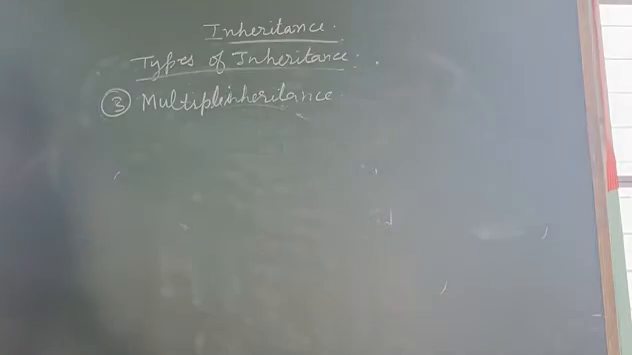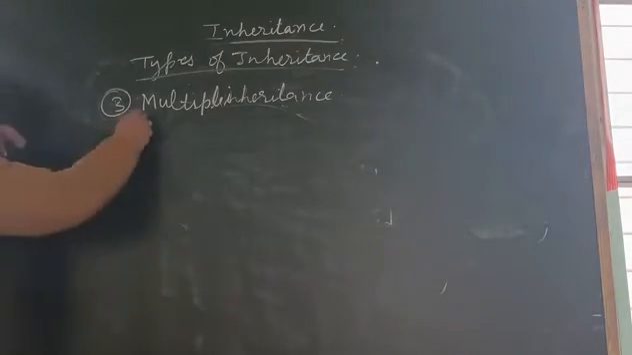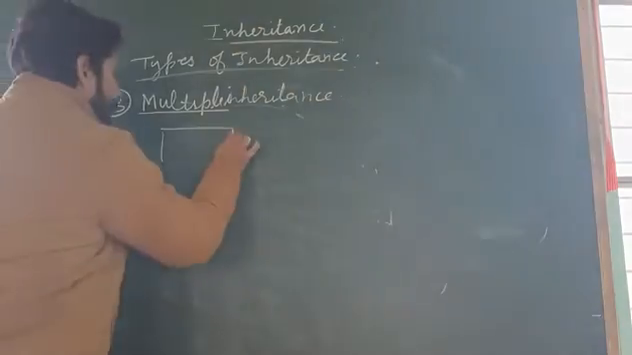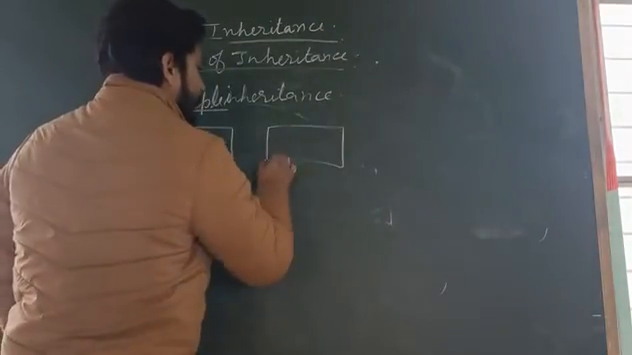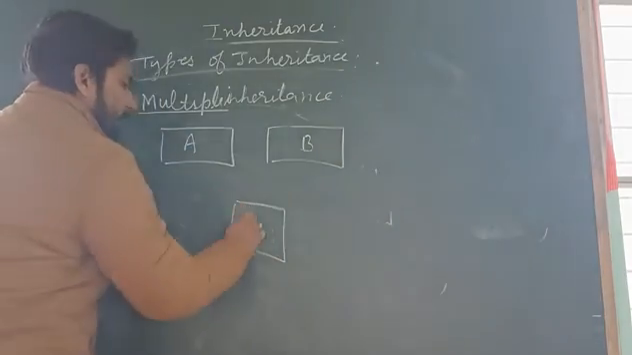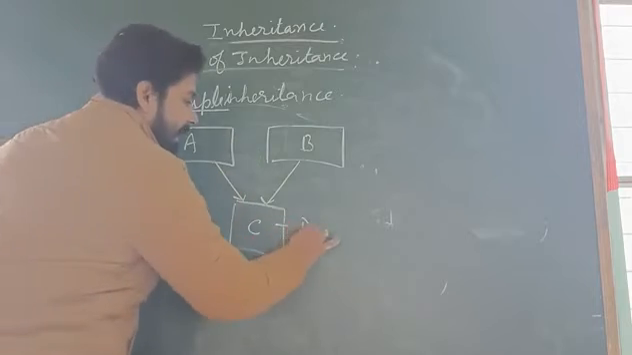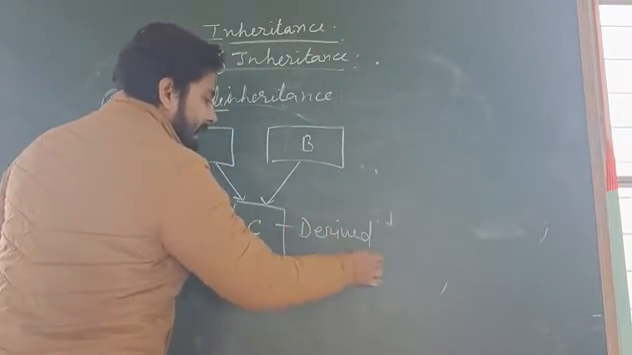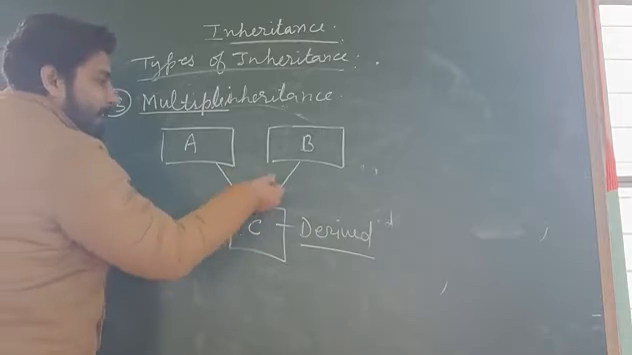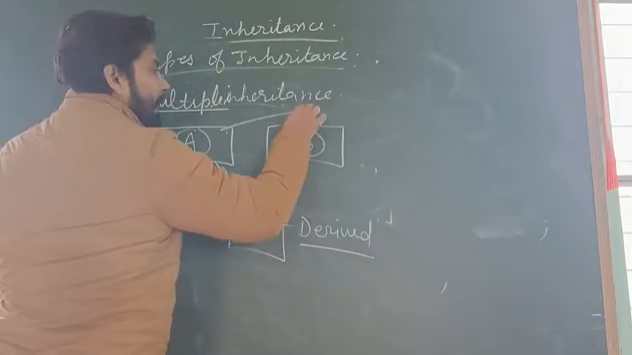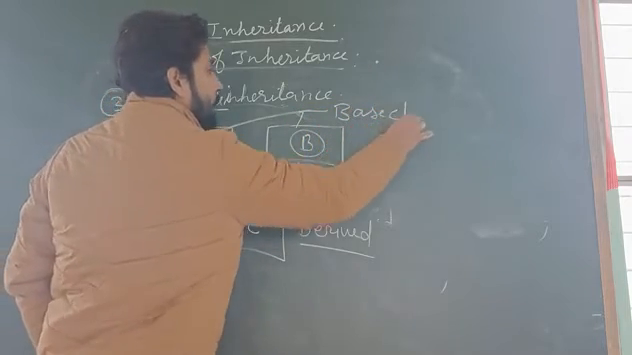Multiple inheritance. Now, what is multiple inheritance? Multiple inheritance means we have one derived class, but more than one base class. For example, suppose this is A, this is B, and this is C. C is the derived class, and C is acquiring the properties of A as well as of B. So A and B are both called base classes.